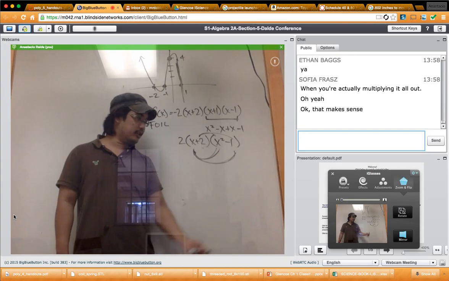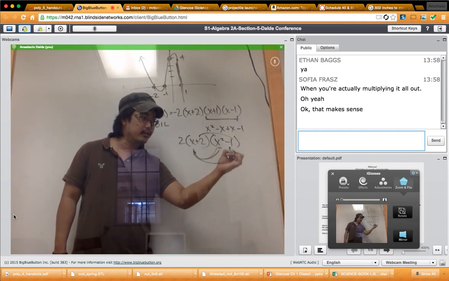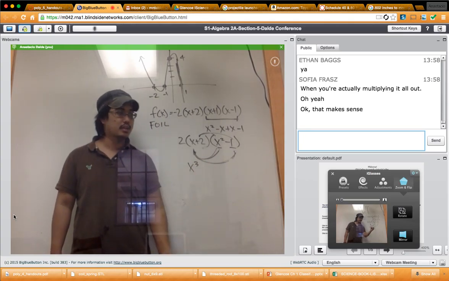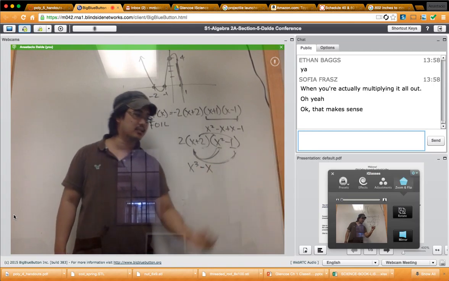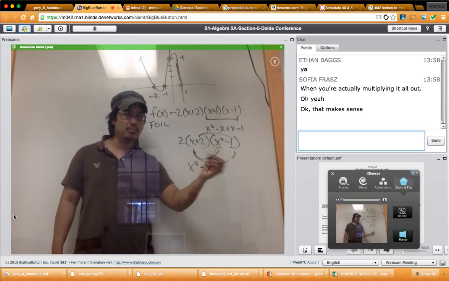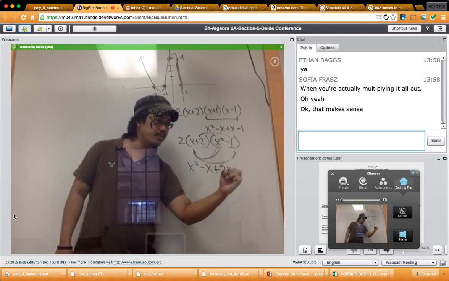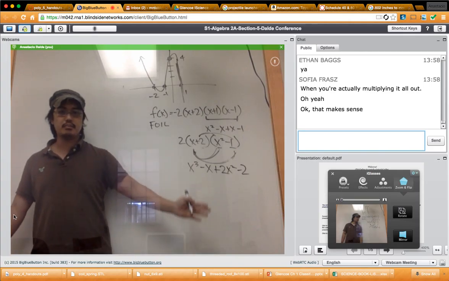Anyway, foiling this out, I'm going to have this x meet everyone in here. So I have x times x squared, which is x cubed. I have x times negative 1, so I have negative x. And then I'm going to have the 2 meet everyone in there. So I have 2x squared, and I have a negative 2. Did I lose anybody here?